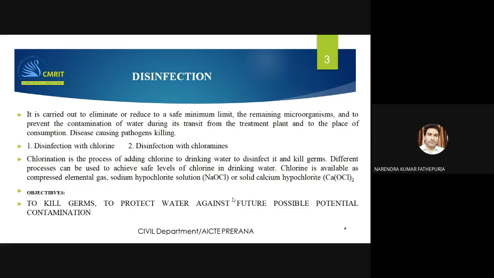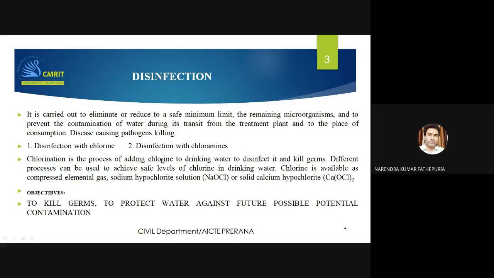That's why residual chlorine is dissolved in the water after treatment. Okay, so the function is clear. It is carried out to eliminate or reduce to a safe minimum limit the remaining microorganisms and to prevent the contamination of water during its transit from the treatment plant to the place of consumption. Disease causing pathogens are killed, either we are killing the bacteria, or we are inactivating those bacteria.